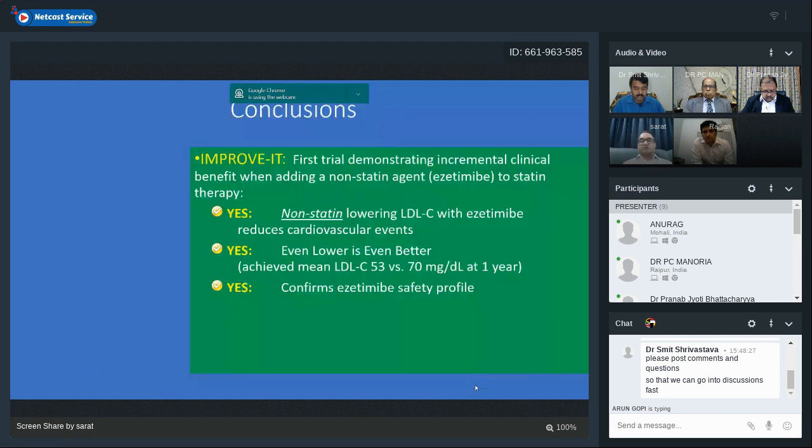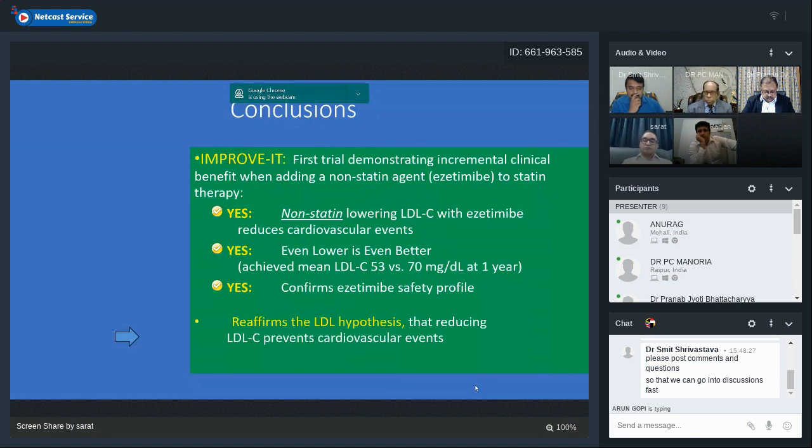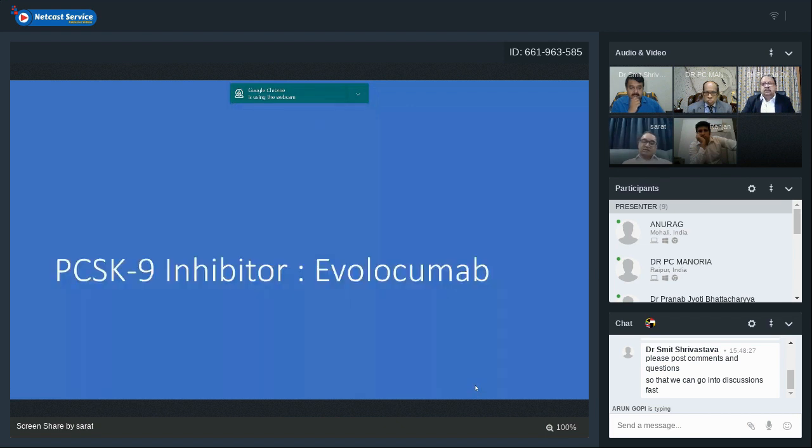And conclusions, as I said, non-statin lowering LDL, yes, it brings down more benefit. Even lower LDL, yes, it is beneficial. And it confirms, of course, the combination of the HGMIB simvastatin in terms of safety. Reaffirms the LDL hypothesis that reducing LDL-C prevents cardiovascular events. Now, PCSK9 inhibitors naturally form a very important part of this talk, and there are two agents which are currently clinically being used, evolocumab, elocumab. In India, what we have is evolocumab, although not too many patients have got it as per the data we have, but still, internationally, we have so much data.